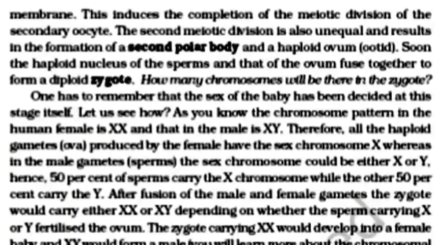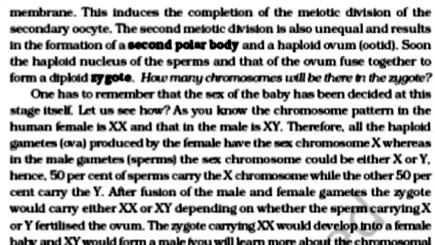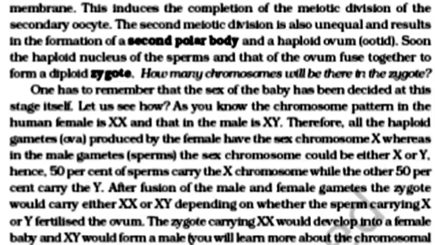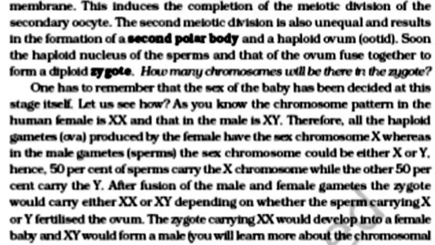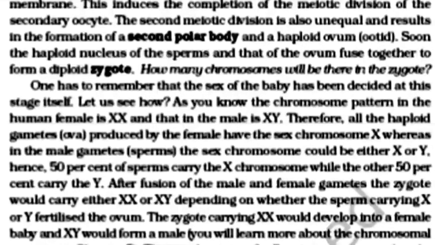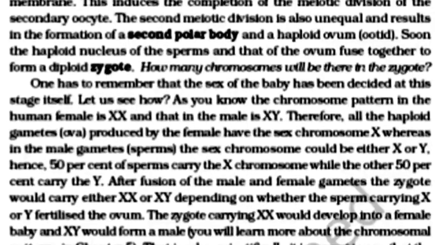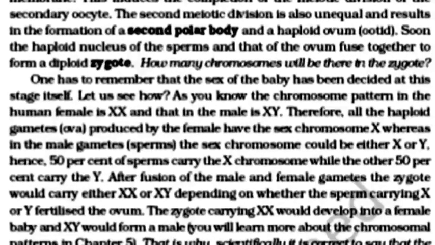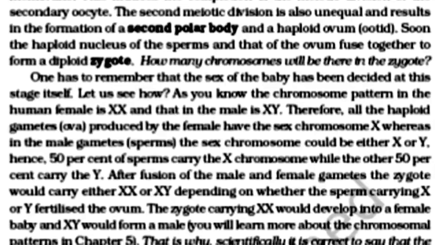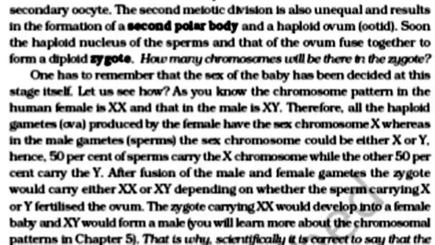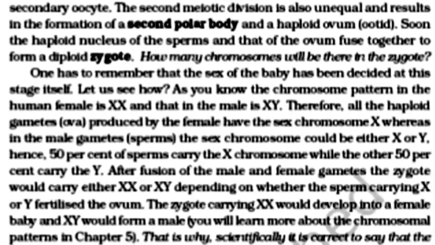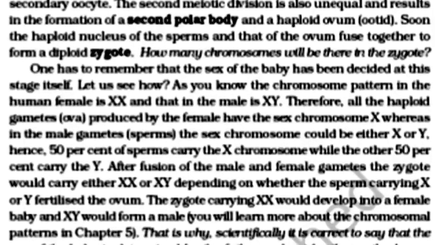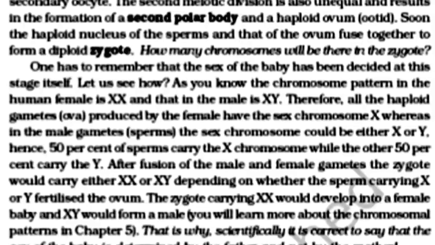This induces the completion of the meiotic division of the secondary oocyte. The second meiotic division is also unequal and results in the formation of a second polar body and a haploid ovum. Soon the haploid nucleus of the sperm and that of the ovum fuse together to form a diploid zygote. How many chromosomes will be there in the zygote?